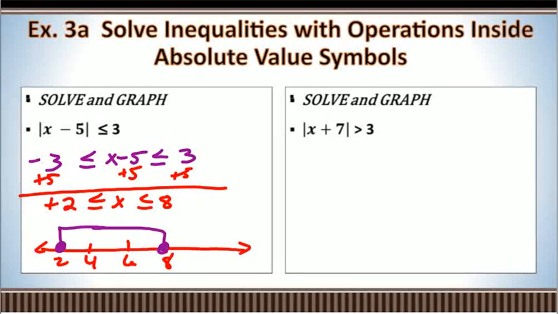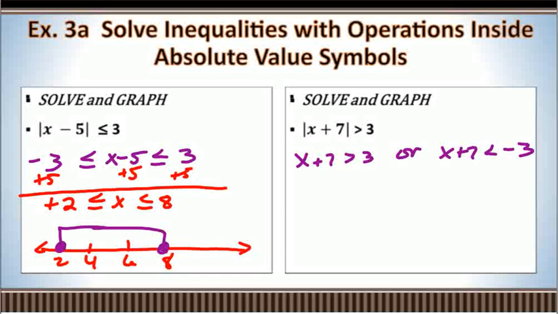Next one, x plus 7. The absolute value of x plus 7 is greater than 3. Since it's greater than, it's a disjunction. So I have x plus 7 is greater than 3, or x plus 7 is less than a negative 3.